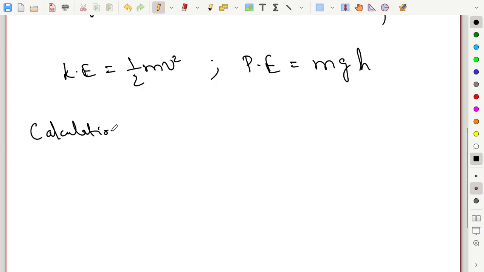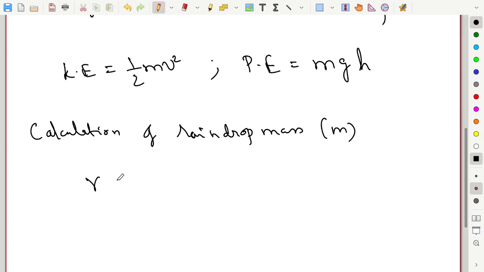Calculation of raindrop mass. First we have to convert the radius to meters. Therefore, R they provided us 2 millimeter, which is 2 into 10 power minus 3 meters.